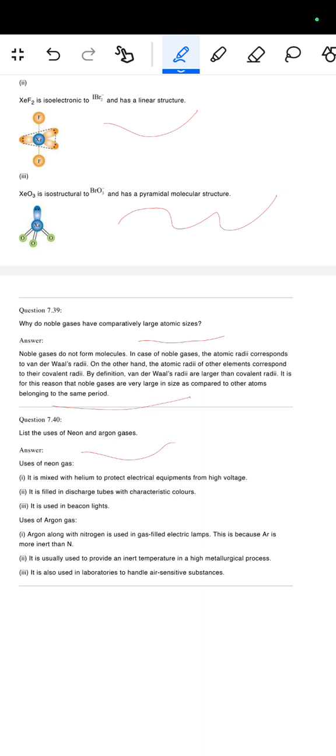Use of neon gas: it is mixed with helium to protect electrical equipment from high voltage. It is filled in discharge tubes with characteristic color, and it is used in beacon lights. For the use of argon gas, argon is used along with nitrogen in gas-filled electric bulbs. This is because argon is more inert than nitrogen. It is usually used to provide an inert atmosphere in high-temperature metallurgical processes, or it is also used in the laboratory to handle air-sensitive substances. So here the solution of the p-block exercise is complete.